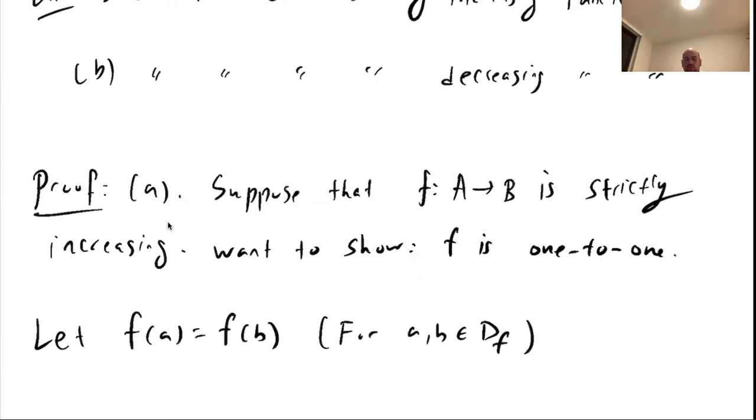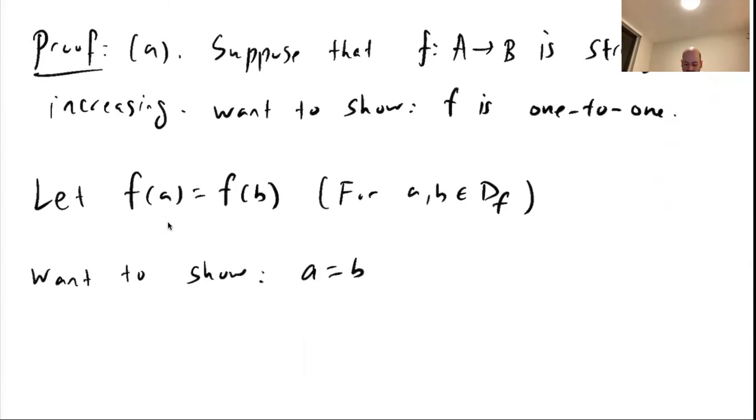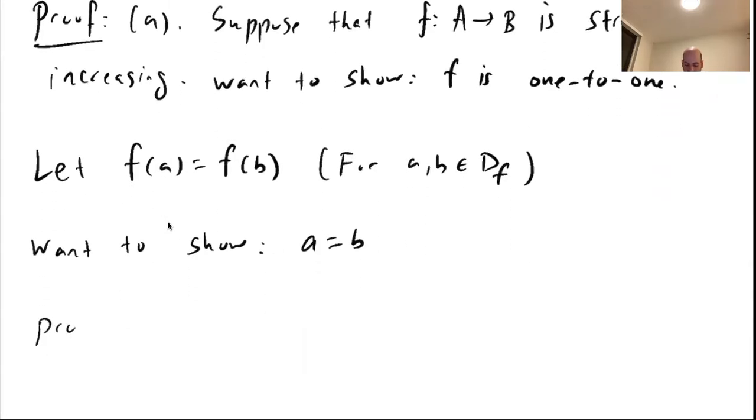And what do I want to show? I want to show that a has to be equal to b. We want to show a equals b, right? Because if f of a equals f of b implies a is equal to b, then that means the function is 1 to 1, which is exactly what I want to show. So in order to show that a is equal to b, let's use proof by contradiction.